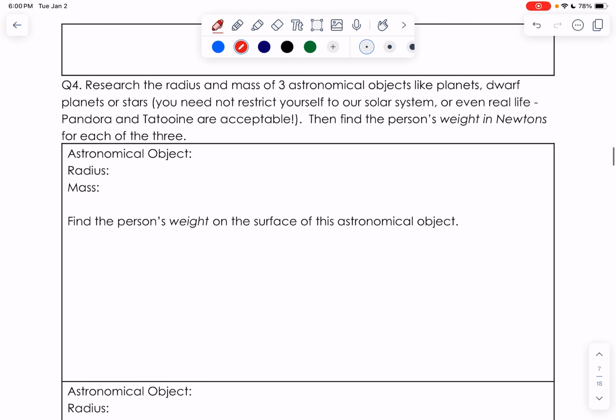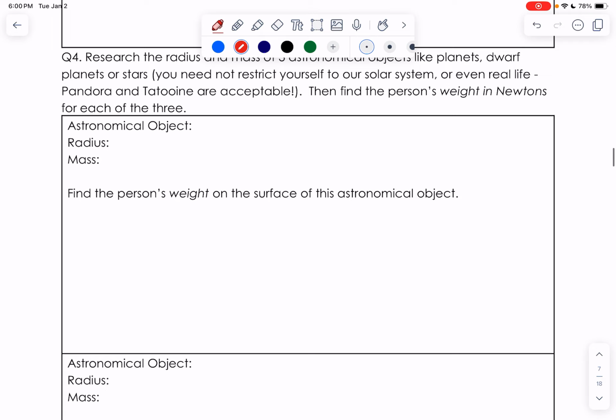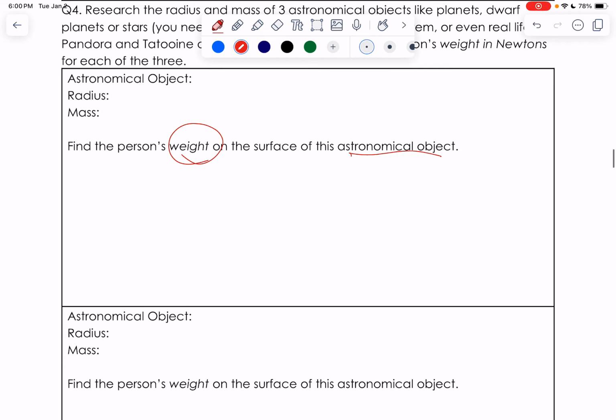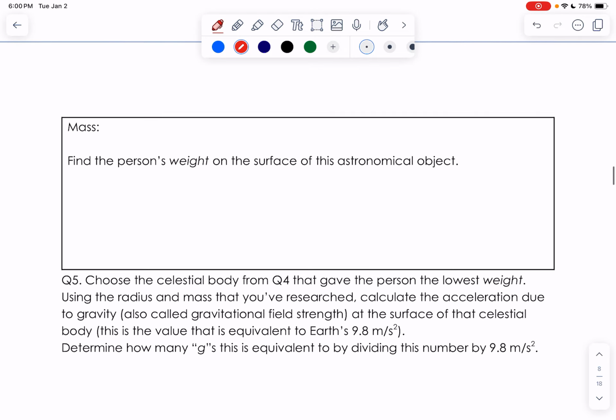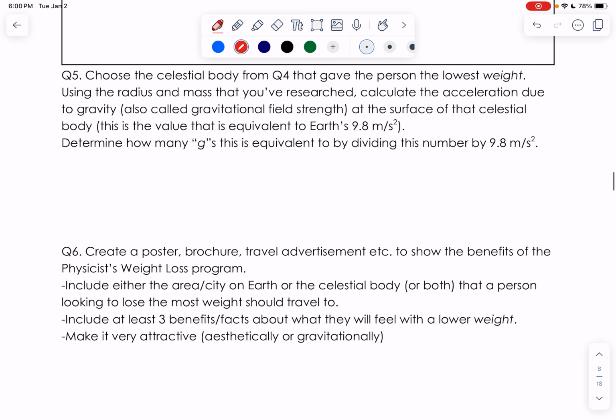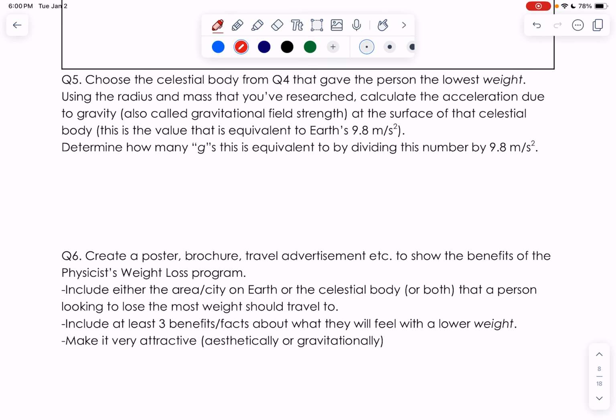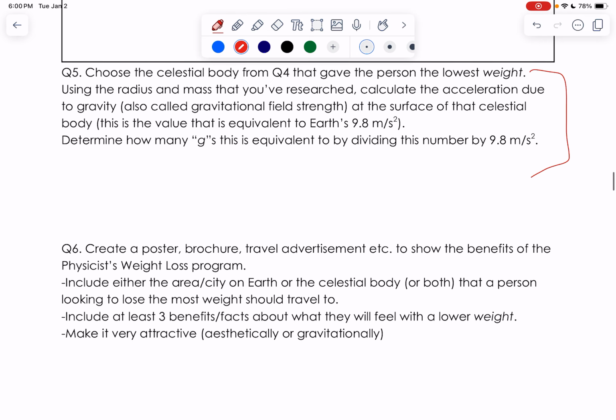All right, then use some research and find the person's weight on the surface of that astronomical object. So this is just kind of a research thing, kind of work in some pairs and groups, and I think you'll figure this out. You can get the rest of these. All right, I think you can keep figuring this out and figure out how many G's.